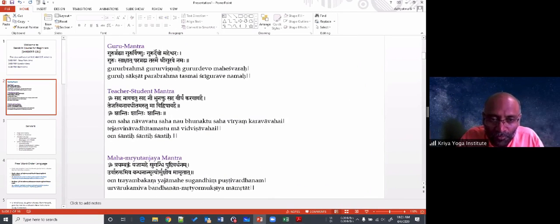So you see this Tryambakam Yajamahe. Because it's a Vedic mantra, it's actually found in the Yajurveda. It's a Mahamrityunjaya mantra. Vedic mantras have a slightly different style of chanting, and that chanting has to be done properly.